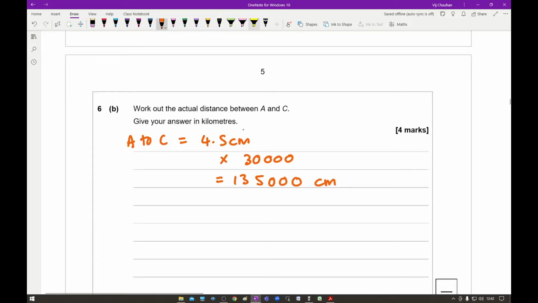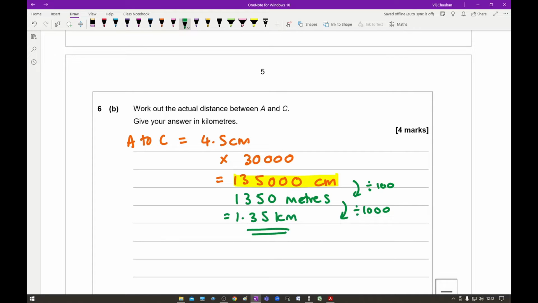So this value here in centimetres, if I divide that by 100, that's going to give me 1350 metres. And then if I want to convert that into kilometres, I need to divide that by 1000, which is then going to give me my answer of 1.35 kilometres. And there is my final answer.